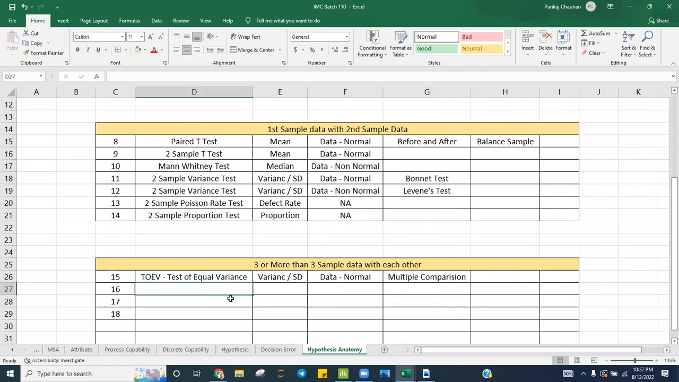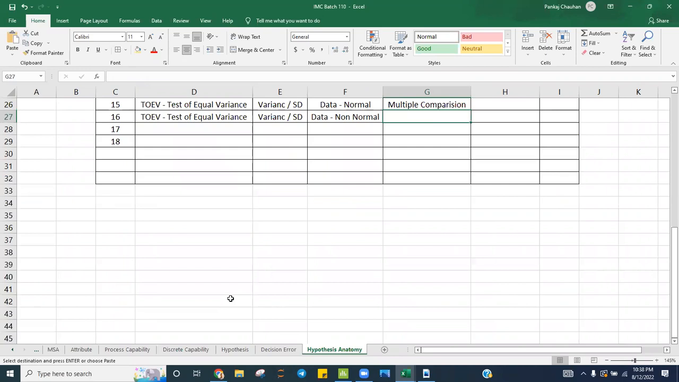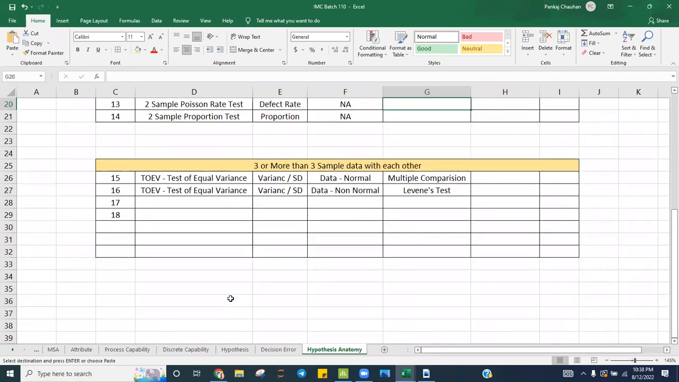In the same test of equal variance, you are comparing variance or standard deviation. If your data is not normal, then you will be looking for the p-value of Levene's test. This is what we'll be doing.